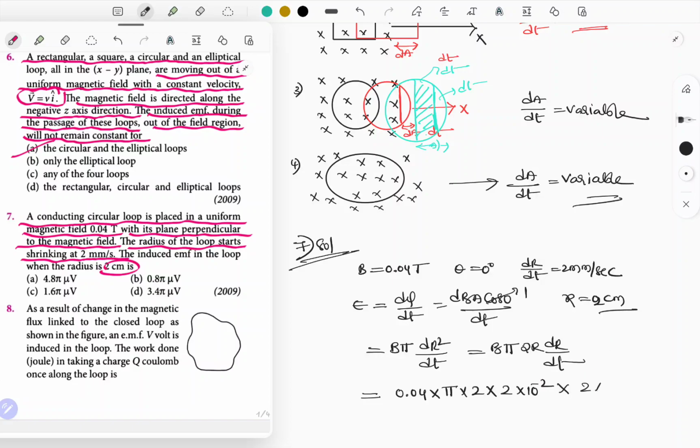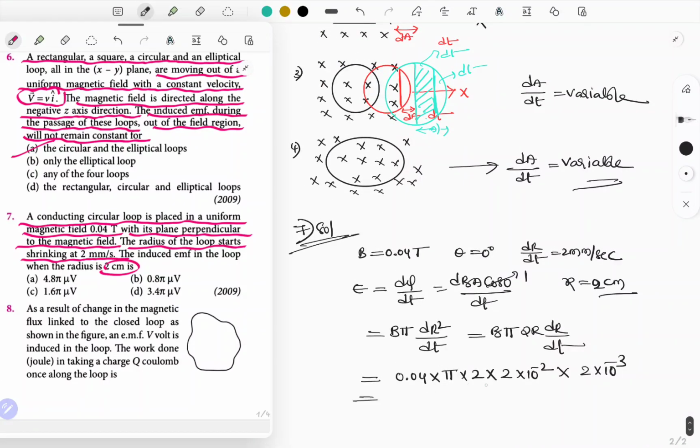dr by dt value is 2 into 10 power minus 3. So this is what they have given. Observe here, 2 into 2, 4, 4 into 2, 8, 8 into 4, 32. So it is 4 into 10 power minus 2. We can replace like that. It is going to be 4 into 10 power minus 2, 10 power minus 2 into 10 power minus 2 is 10 power minus 4 into 10 power minus 7.